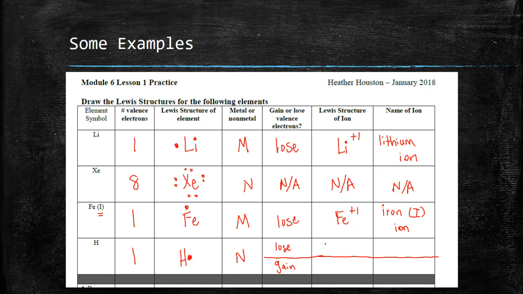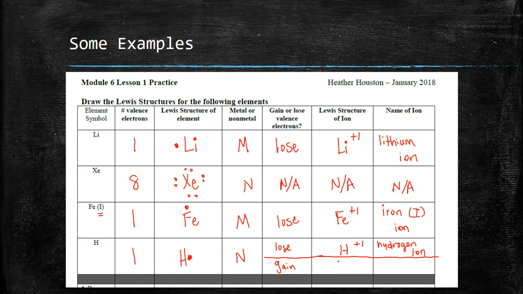If it loses, then it'll become H plus because it only had 1. You can do this without the 1, by the way. You can just do H plus or you can do 1 plus. And we would call it a hydrogen ion because when they lose, we don't change the name.